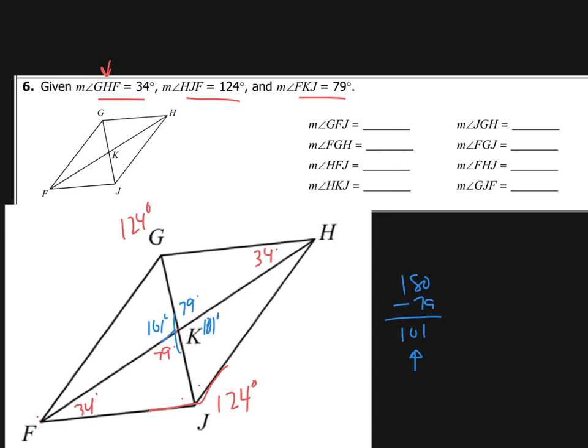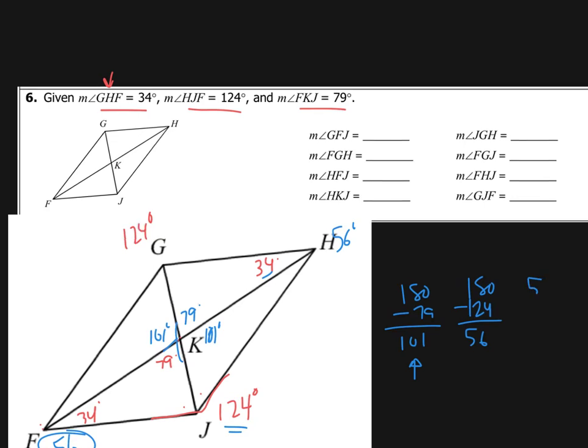Now, if this is 124, then the big angle over here is going to be supplementary to that. So 180 minus 124 is going to give me that angle, which is 56 degrees. So the big angle here is 56, and the big angle here is 56. And now, because this little guy is 34, 56 minus 34 is going to give me 22. So this is 22, and this is 22. Now let's see what we can answer because of that.